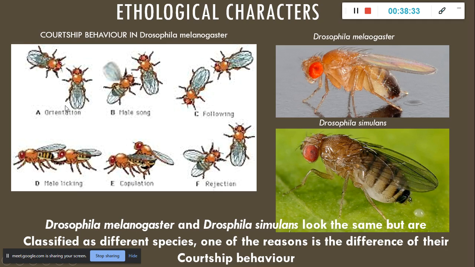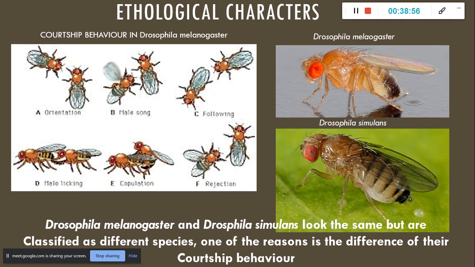One reason is they have got a courtship behavior. The male has got a particular dance by which it impresses the female, so that the female will mate with the male. So simulans have got a different dance. Maybe this follows a rock and this follows Bharatnatyam. So both of them have got different dance pattern.